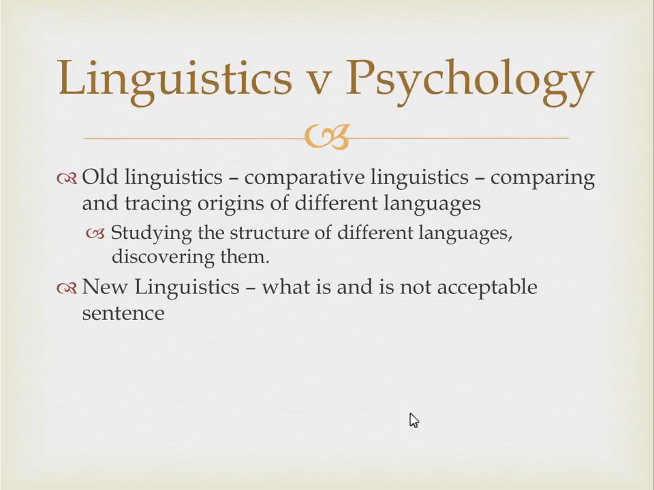All right. The new linguistics is studying more of what is and isn't acceptable in a sentence. So what is valid language versus what do people understand right away? So how do children understand different components of language?